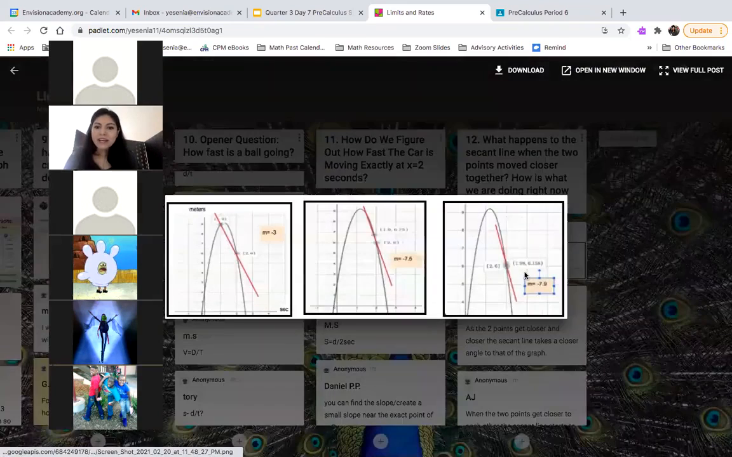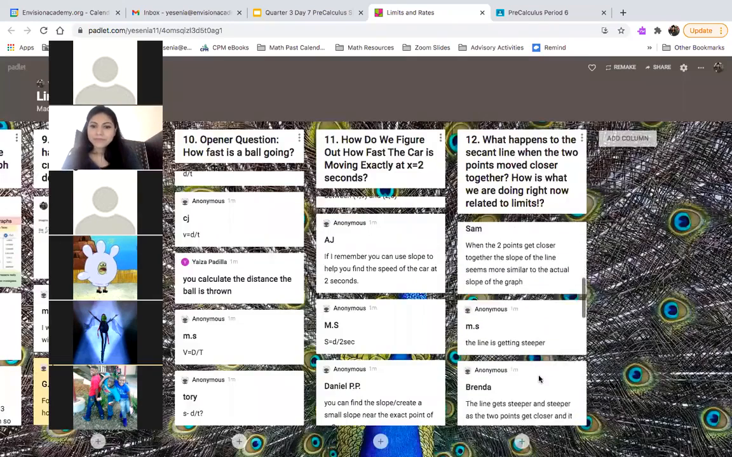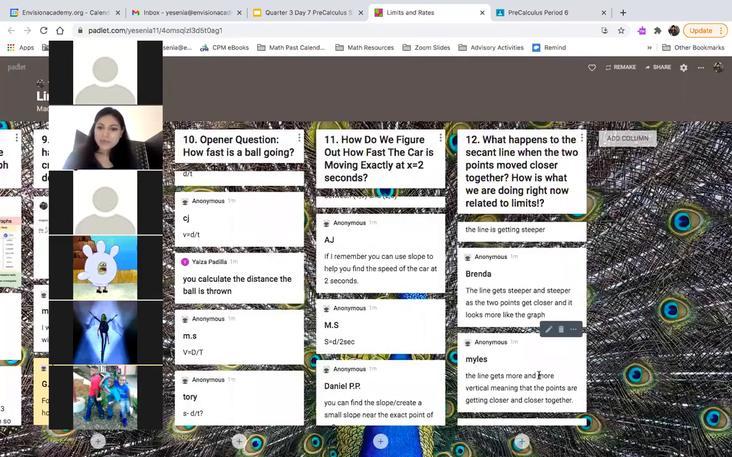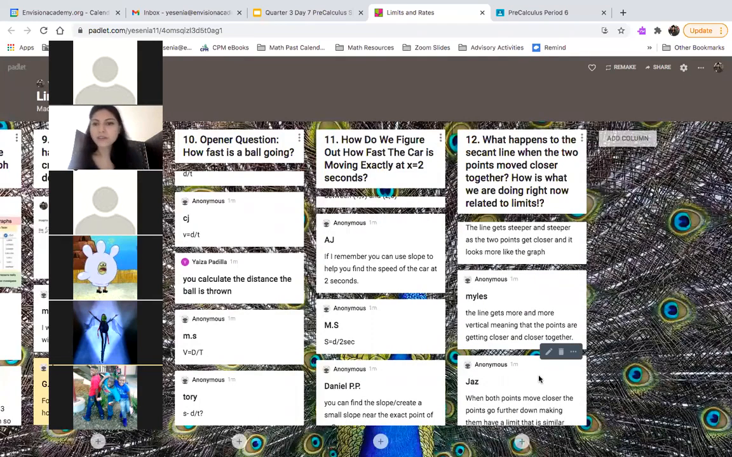So over time, as the points are moving closer and closer, the line is indeed getting steeper, right? I see that too. The line gets steeper and steeper, and the 2 points get closer, and it looks more like the graph. Yes, y'all are hitting the main points. Y'all are seeing the main essence of what's happening here. Another way to say the line is getting steeper, I like this wording, is the line gets more and more vertical, meaning the points are getting closer and closer together.